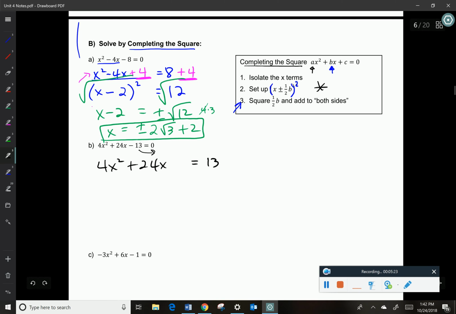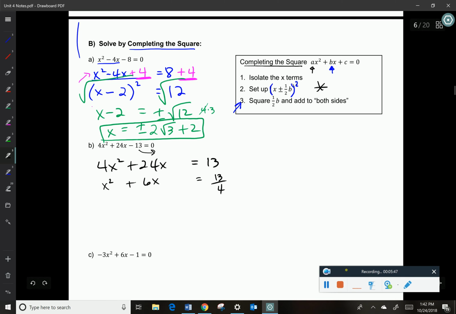Well, if I want to get rid of the 4, couldn't I just divide all the way across by 4? So if I divide everything all the way across by 4, I'm going to have x squared plus 6x equals, and I know this doesn't come out evenly, but that's all right, just write 13 over 4. Okay, now that there's no number in front of the x squared term, I can start going through my steps.